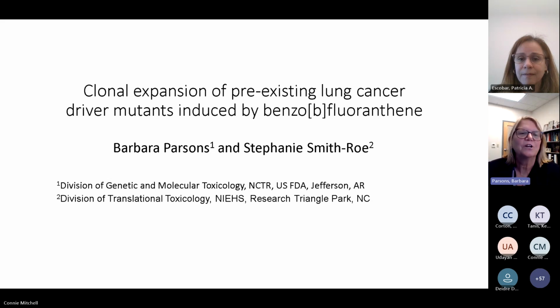So I'm going to be talking about clonal expansion of pre-existing lung cancer driver mutants induced by benzo[b]fluoranthene. And Keith gave a great introduction of why we're looking at cancer driver mutations, and the focus is on non-genotoxic carcinogens, but this is the first application of CarcSeq to a genotoxic carcinogen, which I think is interesting.